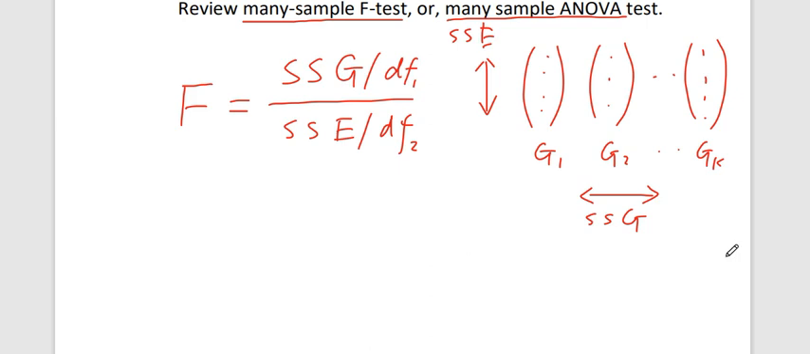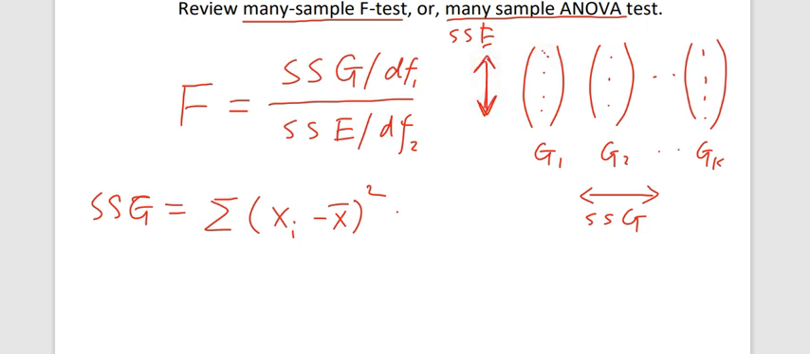SSG, we assume SSE in that direction has no change. So SSG's values are always like the summation of xi minus x bar squared. So SSG is just those things. The only difference for SSG is that we assume in this direction there is no change. Then the data in group one is the same, and the group two data is the same, right?